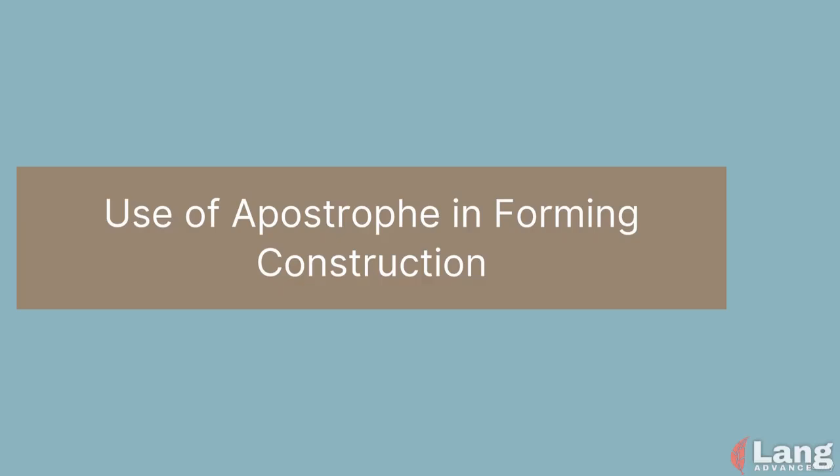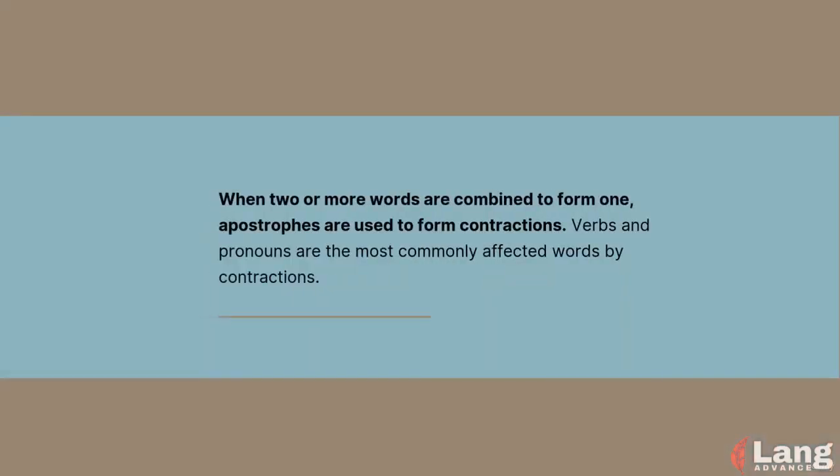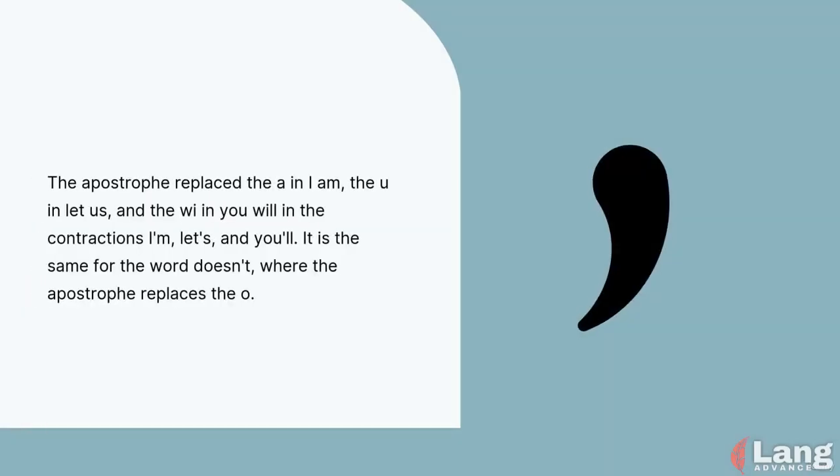Use of apostrophe in forming contractions. When two or more words are combined to form one, apostrophes are used to form connections. Verbs and pronouns are the most commonly affected words by contractions. The apostrophe replaced the A in I am, the U in let us, and the WI in you will in the contractions I'm, let's, and you'll. It is the same for the word doesn't, where the apostrophe replaced the O.